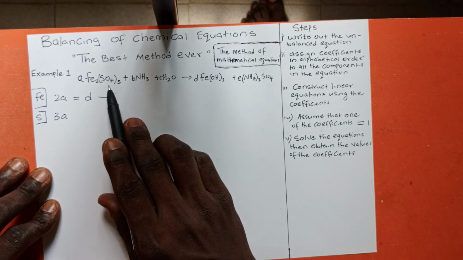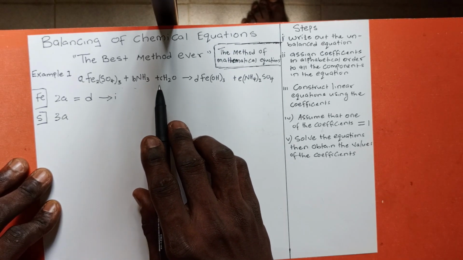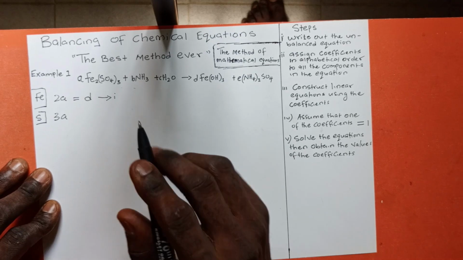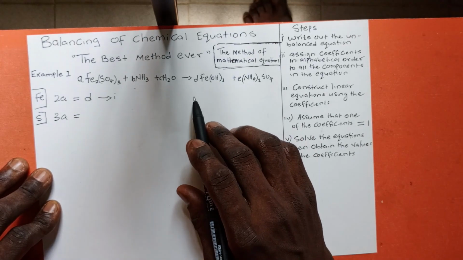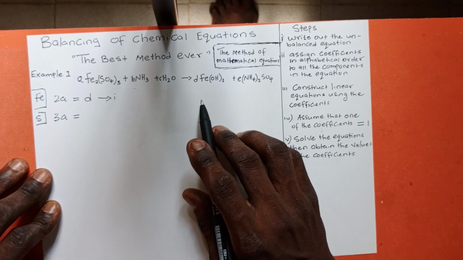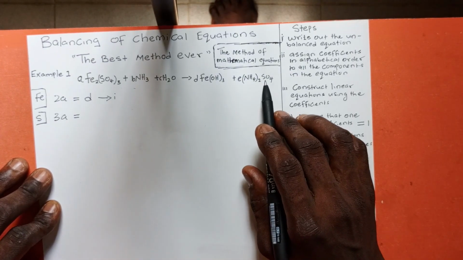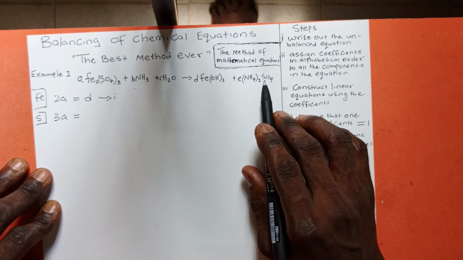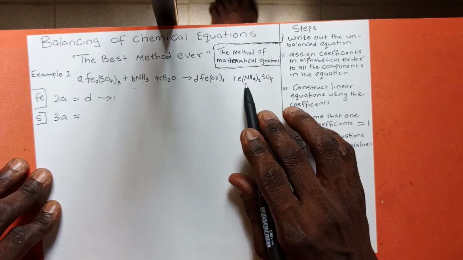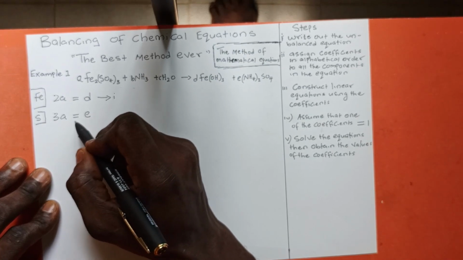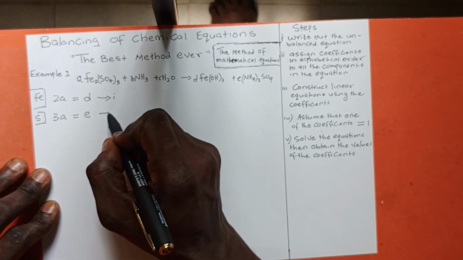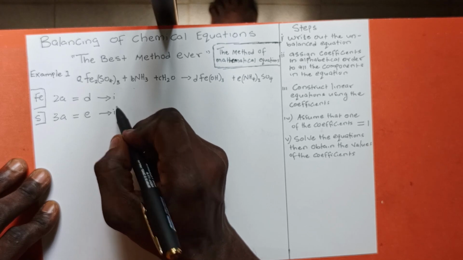I'm going to check, do I have any sulfur atom on the reactant side again? I don't have any other one. So I'm going to say this is equal to, on the product side, I have just 1 sulfur atom here, and the coefficient here is E. So 1 times E is equal to E. So I have 3A equals E. This is my second equation. I call this equation number 2.